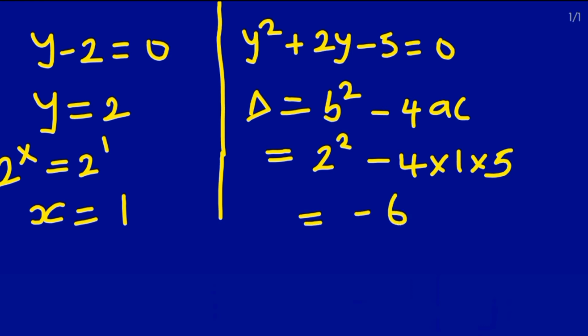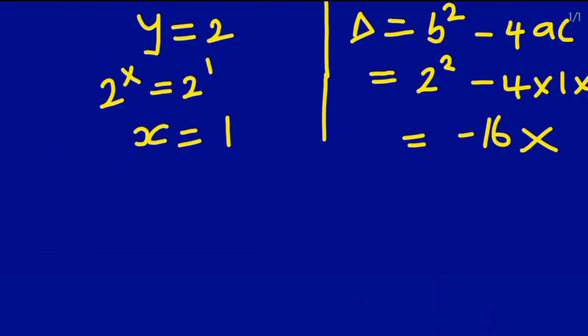minus 16. Now minus 16 cannot fit into the solution of this question, because you cannot say 2 raised to the power of minus 16 plus 2 raised to the power of 3 raised to the power of minus 16 is equal to 0. So it is impossible. So this answer is not correct. So we'll just go with x being equal to 1.